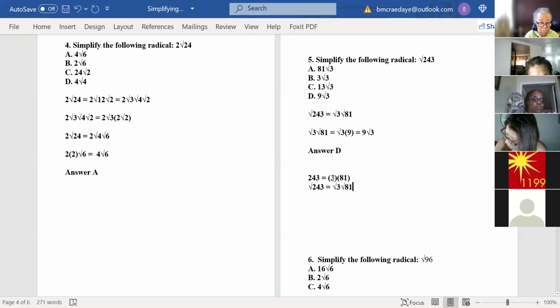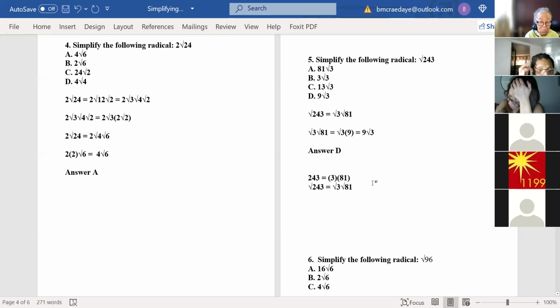243 factors into 3 times 81. Square root of 243 has to be square root of 3 times square root of 81. And then once you do this, you know the square root of 81 is 9. So it would be 9 times square root of 3. You follow? Yes.